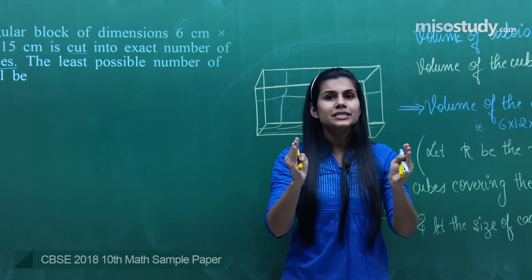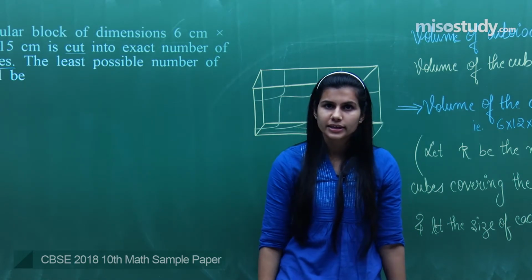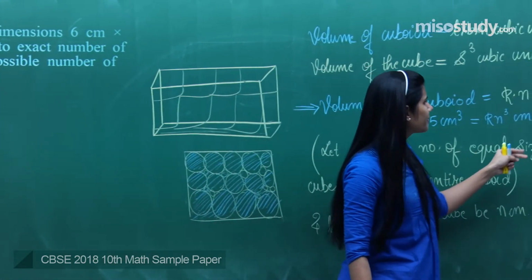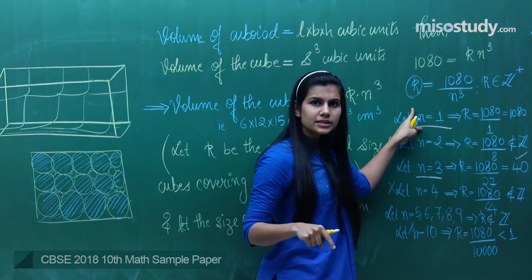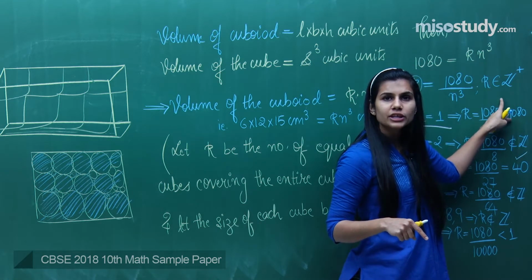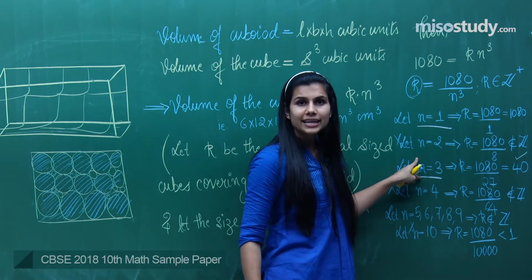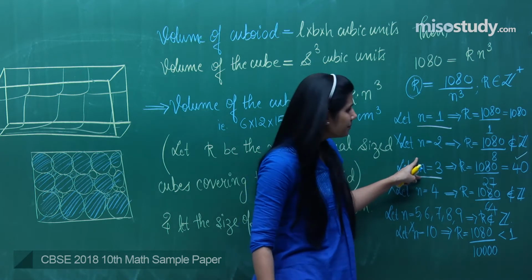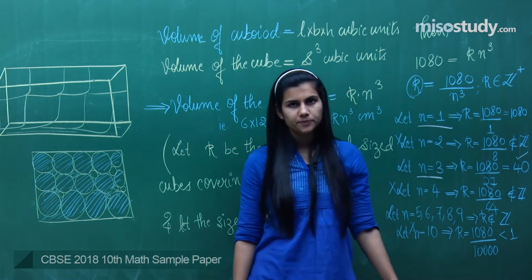And with the maximum size of the cube, I am going to get the least number of cubes to cover the cuboid. The minimum the side length can be is 1 centimeter, so this gives you the maximum number of cubes required. And because the maximum side length of the cube can be 3, this gives you the minimum number of cubes required to cover the cuboid.